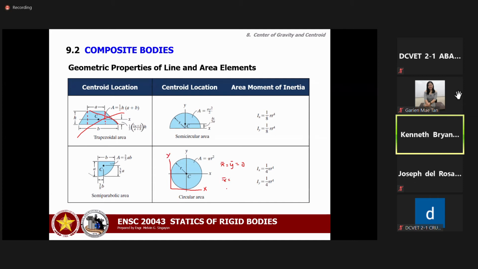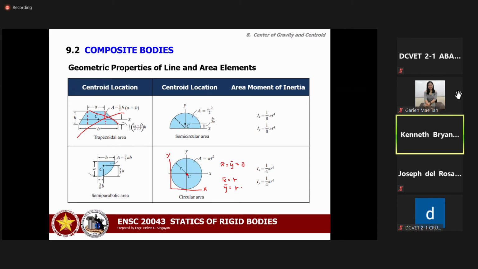Bar x and bar y will no longer be 0. So this will become r and r. Why? Because the distance now of the centroid from the origin, parallel to the x and y axis, are r. So if this is the centroid, the location of the centroid is at distance r from the x-axis, which is bar y, and distance r from the y-axis, which is bar x. So, kumbaga, you have the formula, but you should know how to use the formula in applying the principle of centroids for composite bodies.